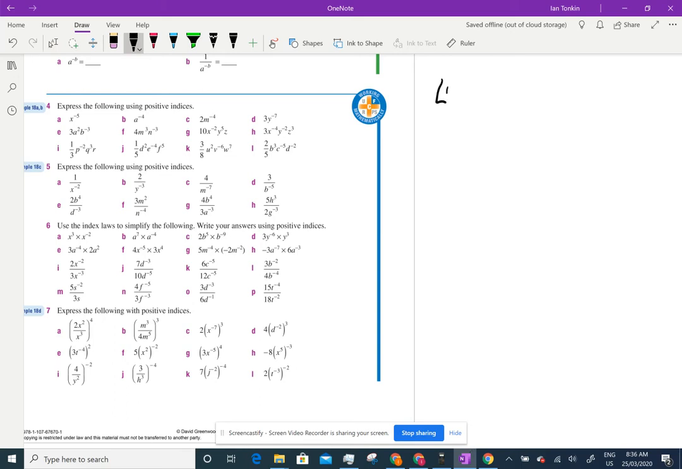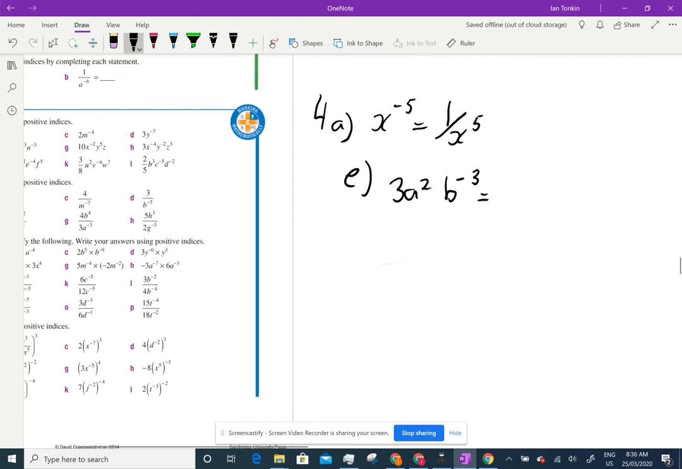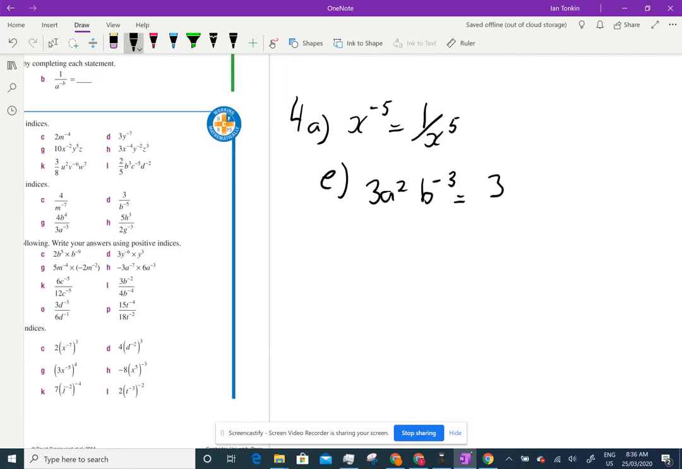So here's 4a. X to the negative 5. That's 1 on x to the 5. Then e, 3a squared b to the negative 3. Well, don't have to do anything with the 3a squared, but the b to the negative 3 goes underneath. But it's no longer negative. Yes, that's right.